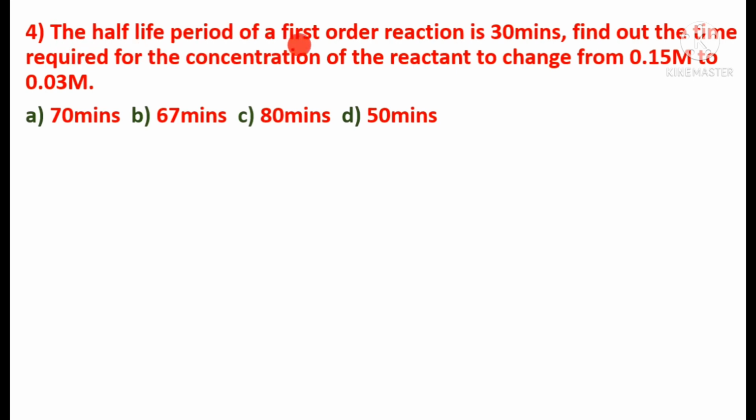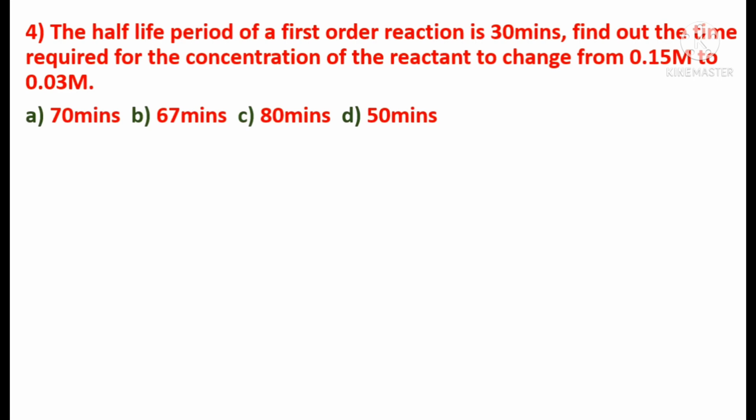The half-life period of a first order reaction is 13 minutes. Find out the time required for the concentration of the reactant to change from 0.15 molar to 0.03 molar. See here they have given the half-life for the first order reaction, that is T half is given, that is 13 minutes. And you are asked to find out the time taken for the concentration of the reactants to change from 0.15 molar to 0.03 molar.